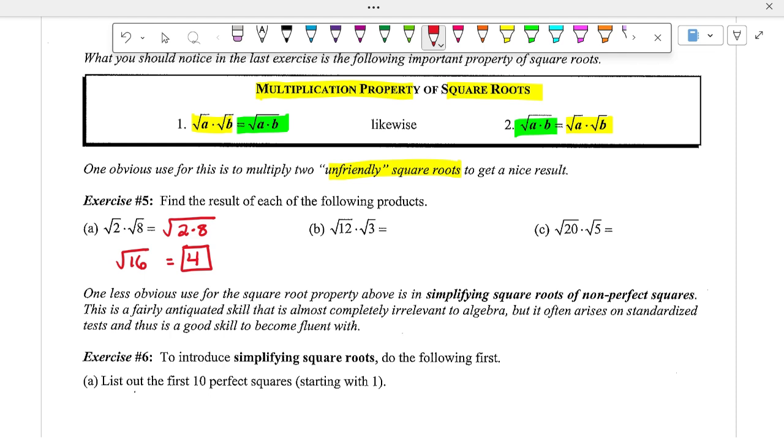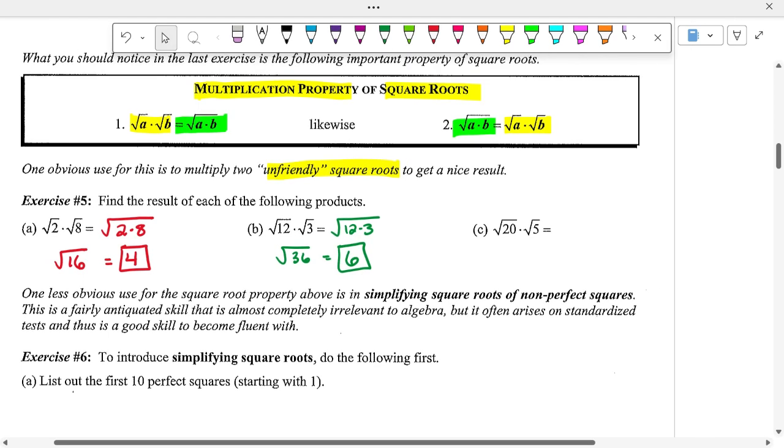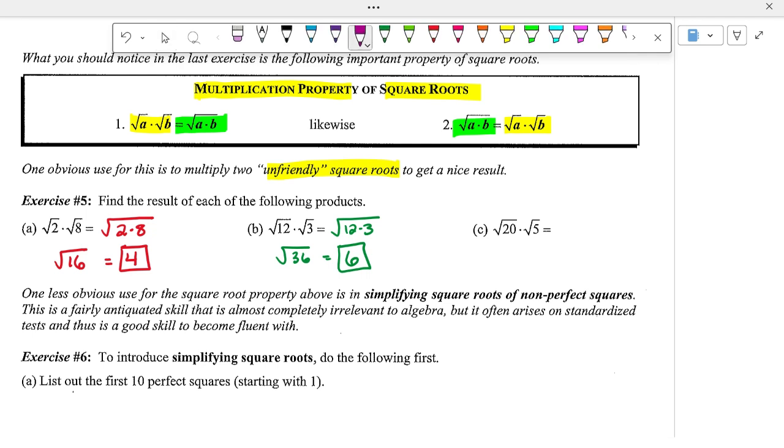All right. What about B? If I rewrite it, what would it look like? Square root of 12 times 3. So that's the square root of what? 36, which is good. So this last one, how would I rewrite it? 20 times 5, which is what? 100. Square root of 100? 10.